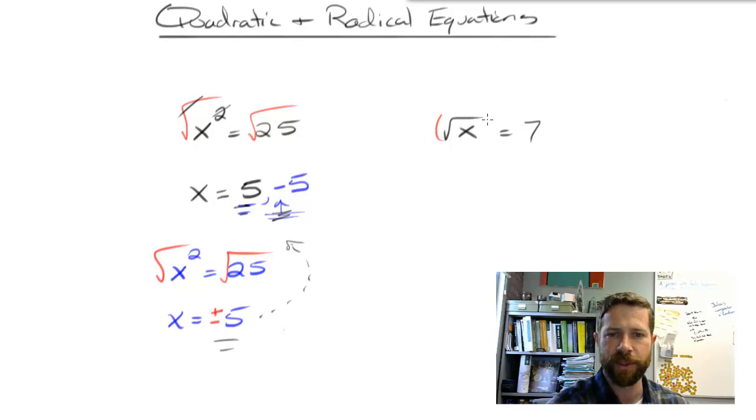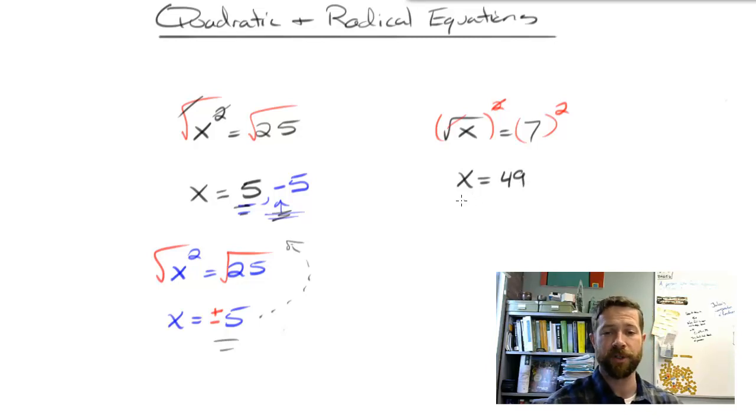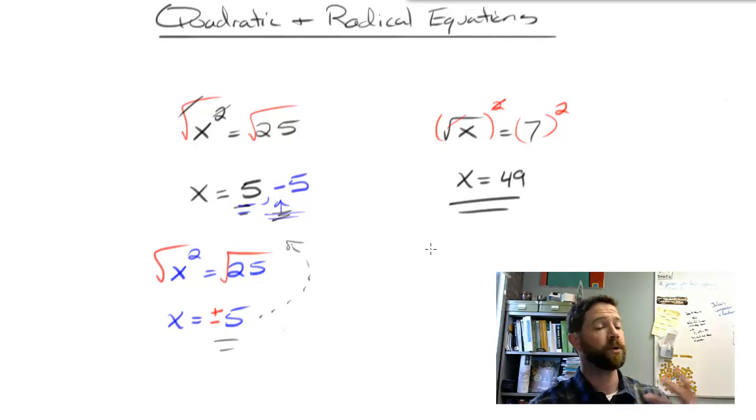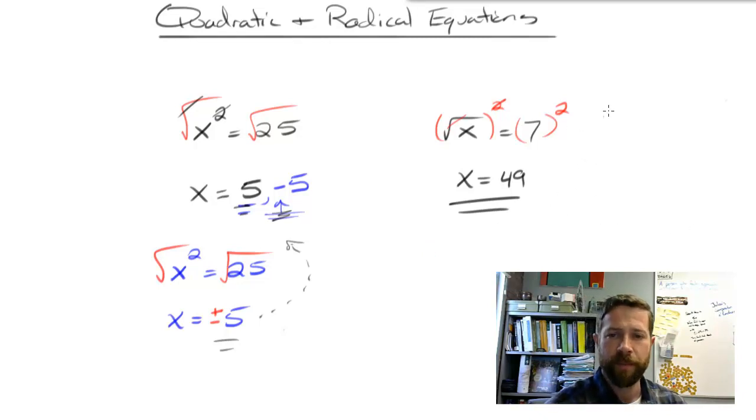On the second side, what I'm going to do is square both sides of this equation. When I square this, I get rid of the square root because they are opposite operations. And so what I will get is x equals 49. Now, there are not two solutions. This is actually the only unique solution, the only solution at all to this equation. There were no issues with that. We're done.